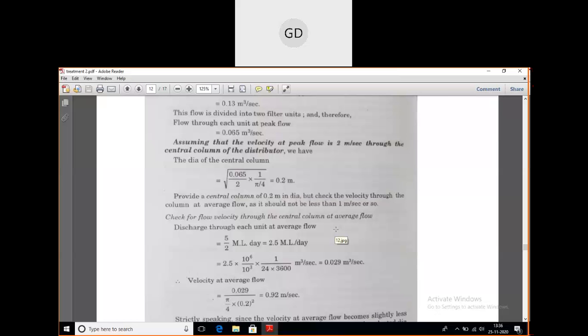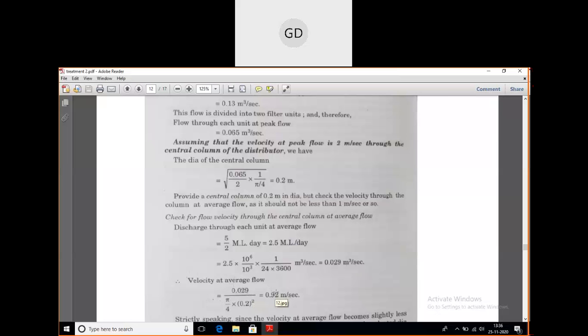So now you have to check the flow velocity at average flow through the central column. First find the discharge through each unit at average flow. It is the total sewage flow divided by 2, which gives 2.5 million liter per day. Converting this to meter cube per second, you get 0.029 meter cube per second.